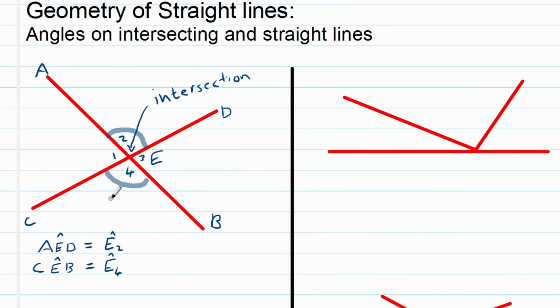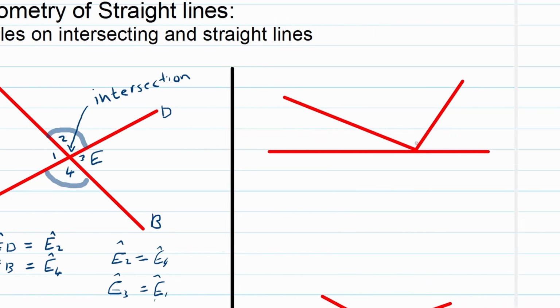Now stay tuned with the next video. I'll talk more on this, but just keep that in mind. Those two are vertically opposite and they're also equal. So E2 is equal to E4 and E3 is equal to E1. That's vertically opposite.